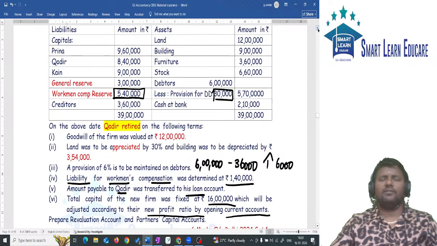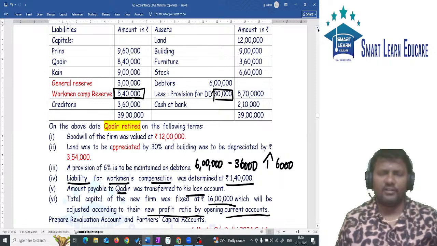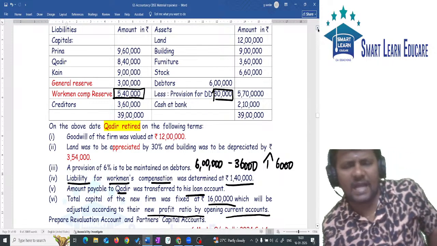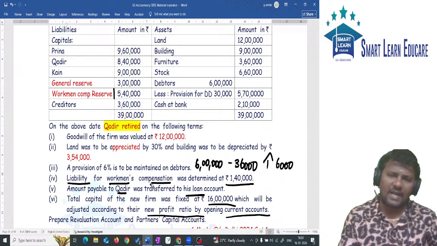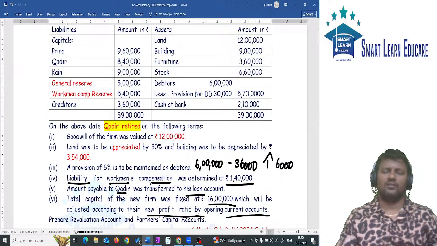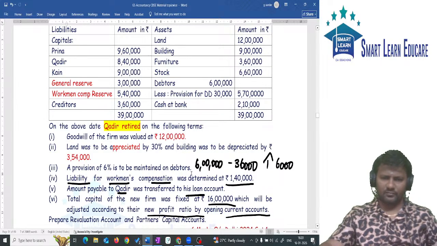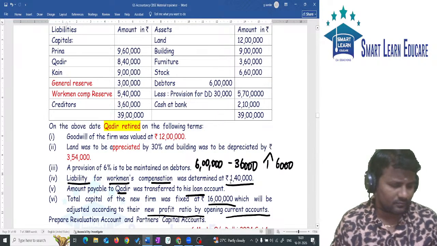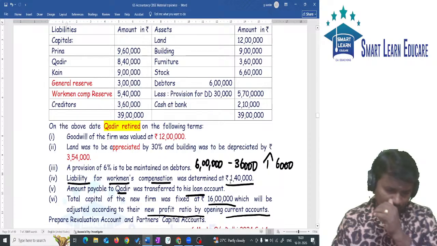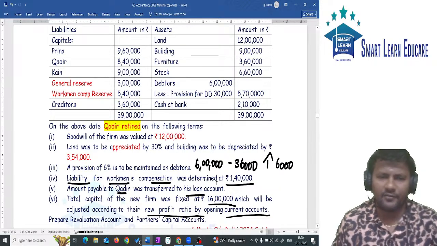Okay, try this question and tell me the balance in the current account. You should tell what balance amount is transferred to the current account. Revaluation is neither profit nor loss.